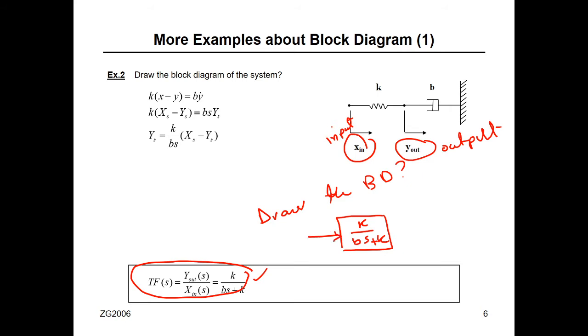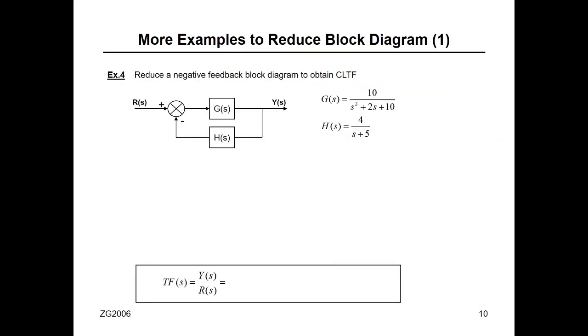So what's the input here? The input is x. In the s domain, it's going to be X of s. And here the output is y. In the s domain, it will be Y of s. And this is the block diagram. That's all. This is what we need to learn at this point.